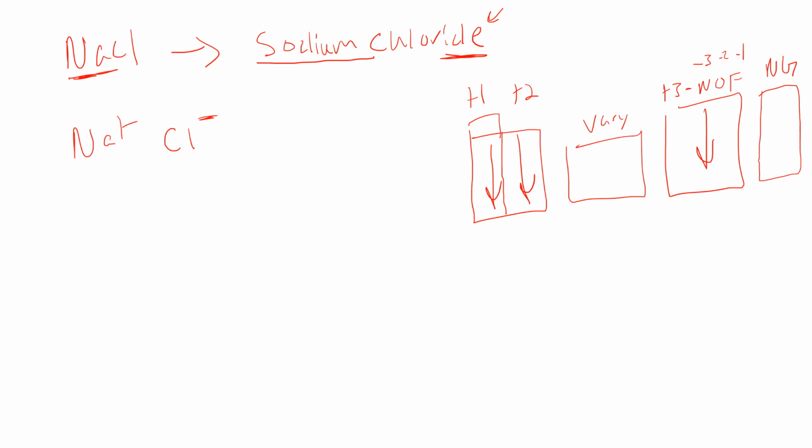Let's say, for example, calcium. Calcium would be in this column. So it's going to be calcium 2 plus, and then let's say Cl minus. This would be called calcium chloride.